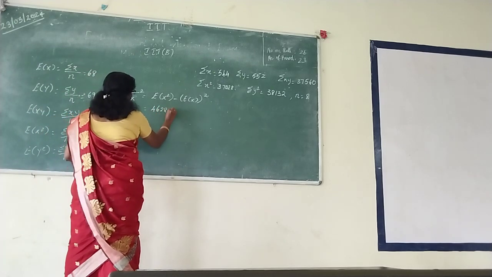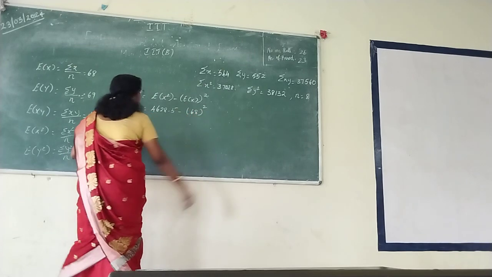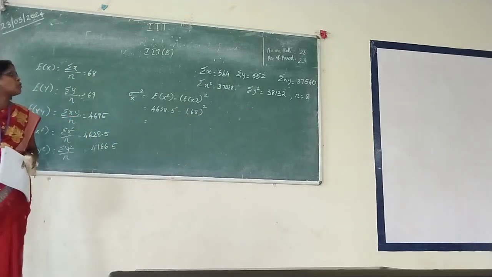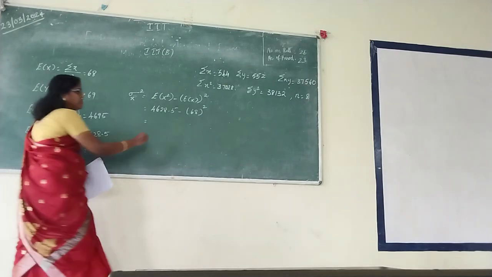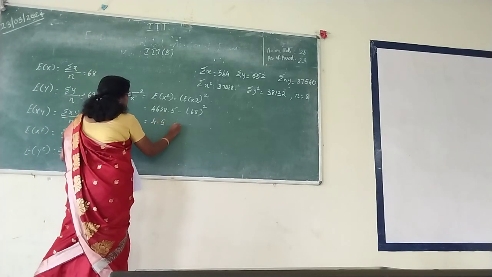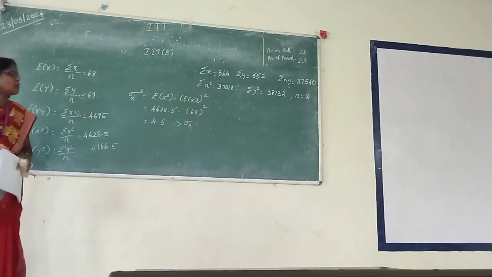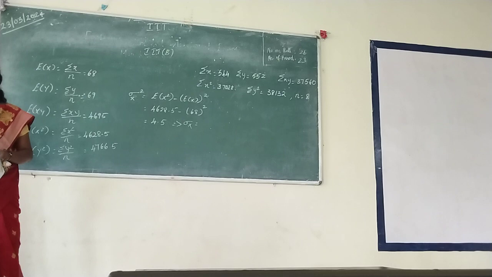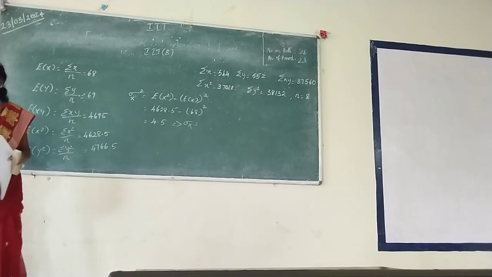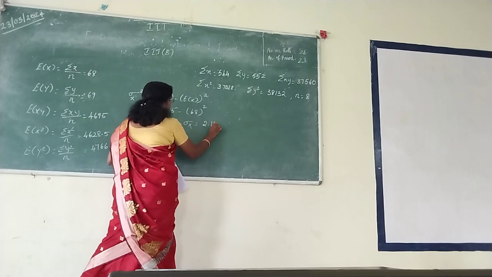Find sigma x square. E of x the whole square, so 68 square. The answer is 4.5. From that you need sigma x, so take the square root. Square root of 4.5 is 2.121.